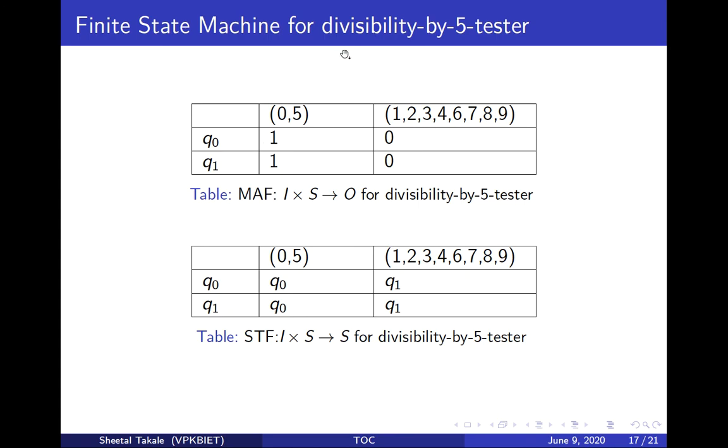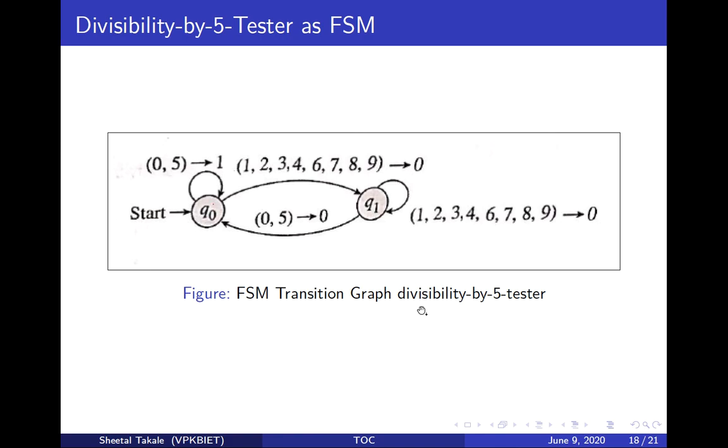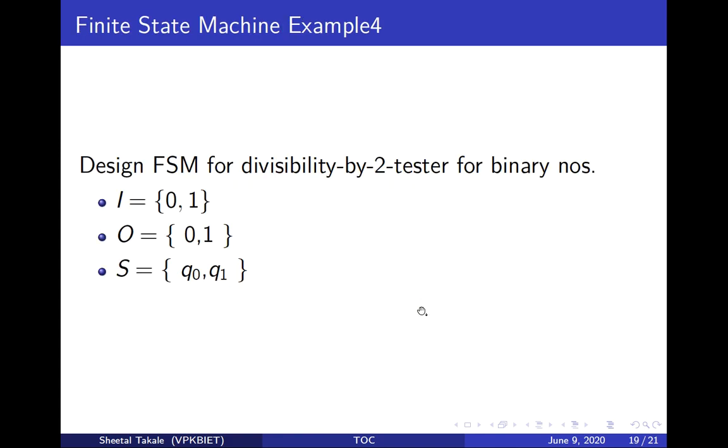So divisibility by 5 is very easy. Whenever the input is 0 or 5, it will be marked as divisible, and if it is not 0 or 5, it will be marked as 0. If it is divisible, it will be in the state Q0. If it is not divisible, it will be in the state Q1. This is the transition graph representing the MF and STF. Similarly, the FSM for divisibility by 2 is the same as divisibility by 5.